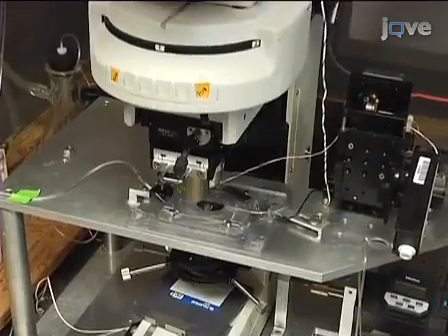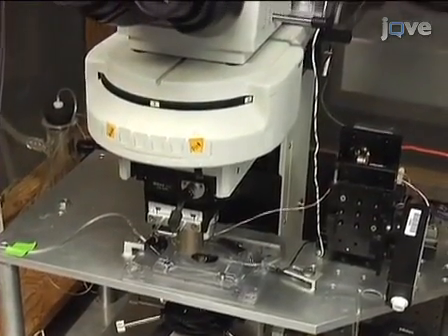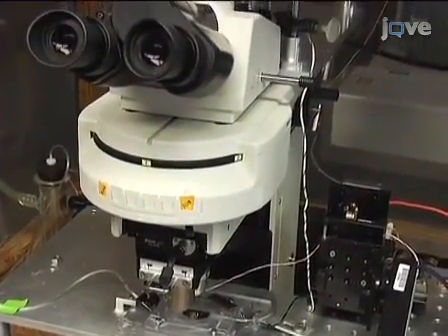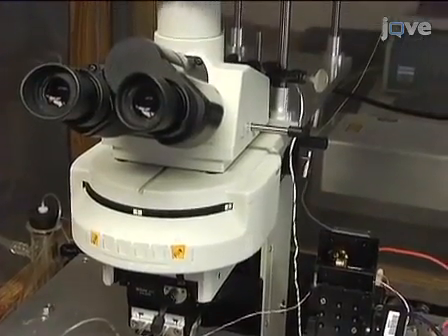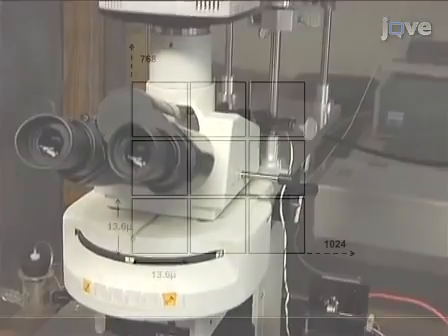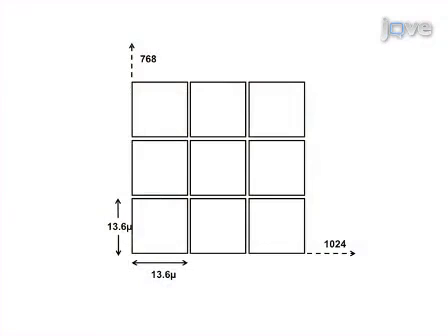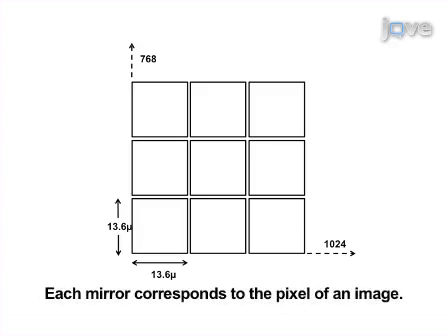This protocol will demonstrate the operation of a digital micromirror device, or DMD, illumination system for experimental neuroscience. A DMD is an optical semiconductor chip with several 100,000 microscopic movable mirrors arranged in a rectangular array on its surface. The position of each mirror corresponds to the pixel of an image.